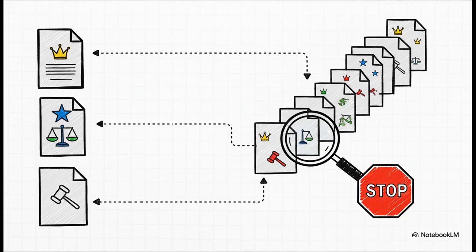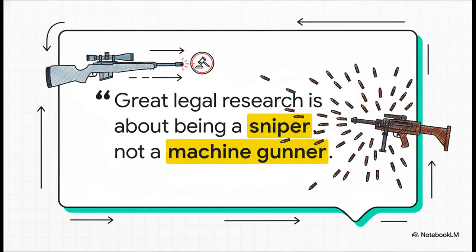Remember, your goal is not to find every single case ever decided on the topic. It's to find the latest and most authoritative ones. And when the citations start repeating, you found them. You can stop. So, if you remember just one thing from this whole thing, make it this quote: "Great legal research is about being a sniper, not a machine gunner. It's all about precision over brute force. It's about taking that one perfect shot, not just spraying 1,000 bullets and hoping one hits."